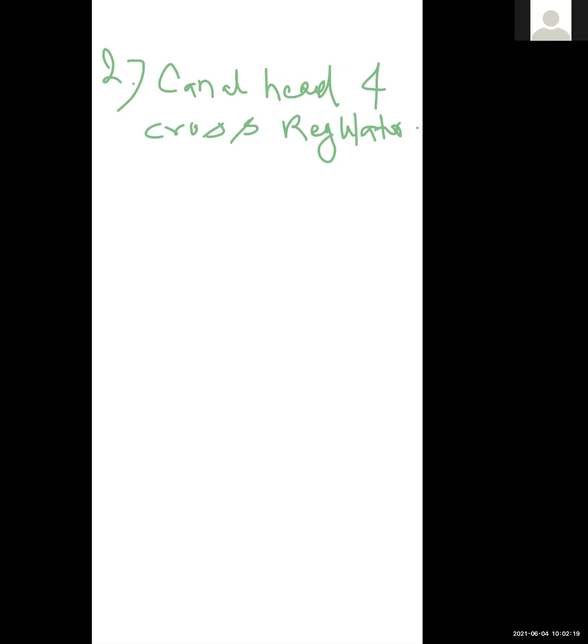Okay, so see the difference between canal head and cross regulator. When a branch canal takes off from the main canal, meaning the parent channel, then the off-take channel must be carefully designed and aligned in such a way that it makes zero angle with the parent channel, and then it separates out in transition.